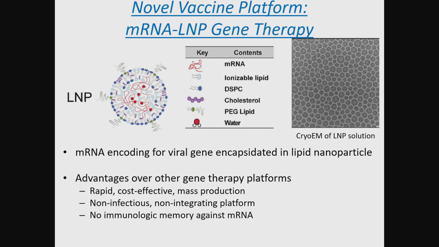So there are several advantages that this mRNA platform presents over other gene therapy platforms. One is the rapid, cost-effective mass production. It's very easy to generate large quantities of RNA in vitro in a test tube. The second is that this platform is non-infectious. This makes it safe for any immunocompromised patients that may have adverse events from traditional vaccines or live-attenuated vaccines. Another advantage is that this is not an integrating platform. The mRNA can't integrate into the host genome at an oncogenic site and lead to any unintended consequences. And also there's no immunological memory against the mRNA, so we can have repeated vaccination with the same platform in an individual.